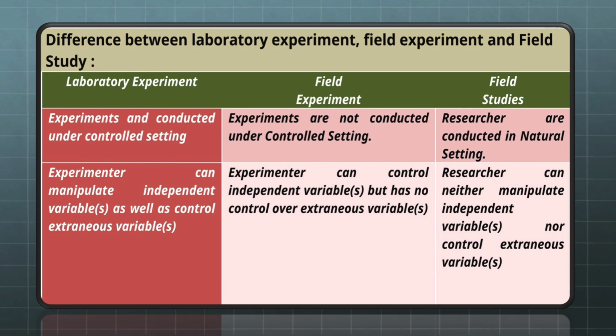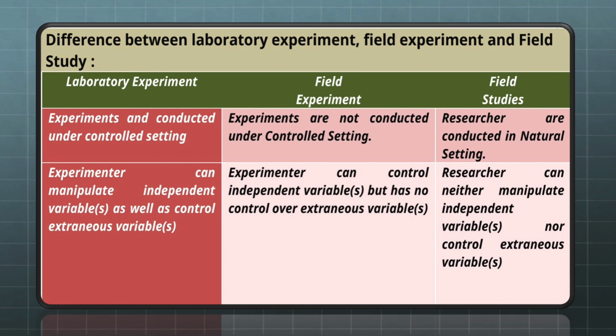Field experiments are not conducted under the controlled setting, and field studies are conducted in the natural setting. A field experiment is not done in the controlled setting. You can even do it in the laboratory without controlling, whereas field studies are done in the natural setting and laboratory experiments are done in controlled conditions.